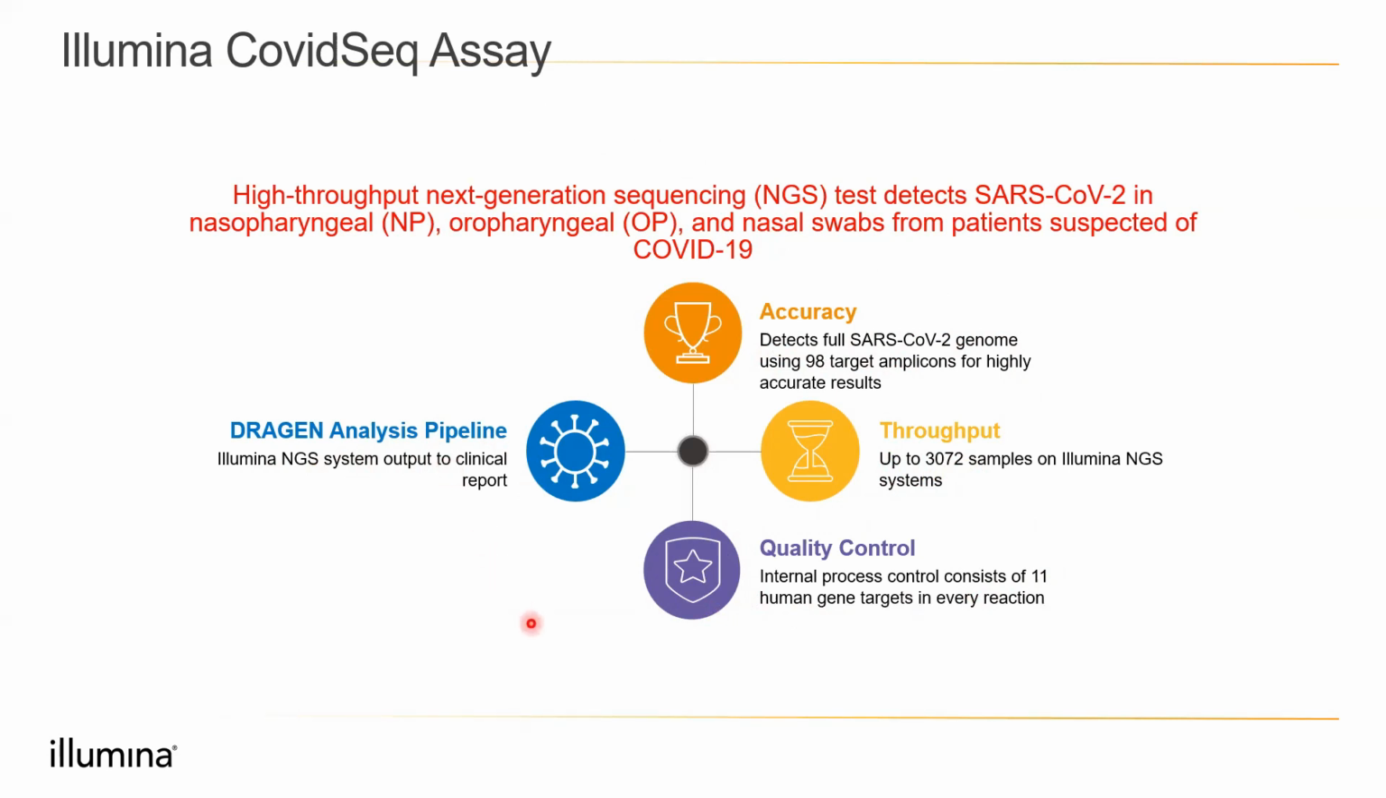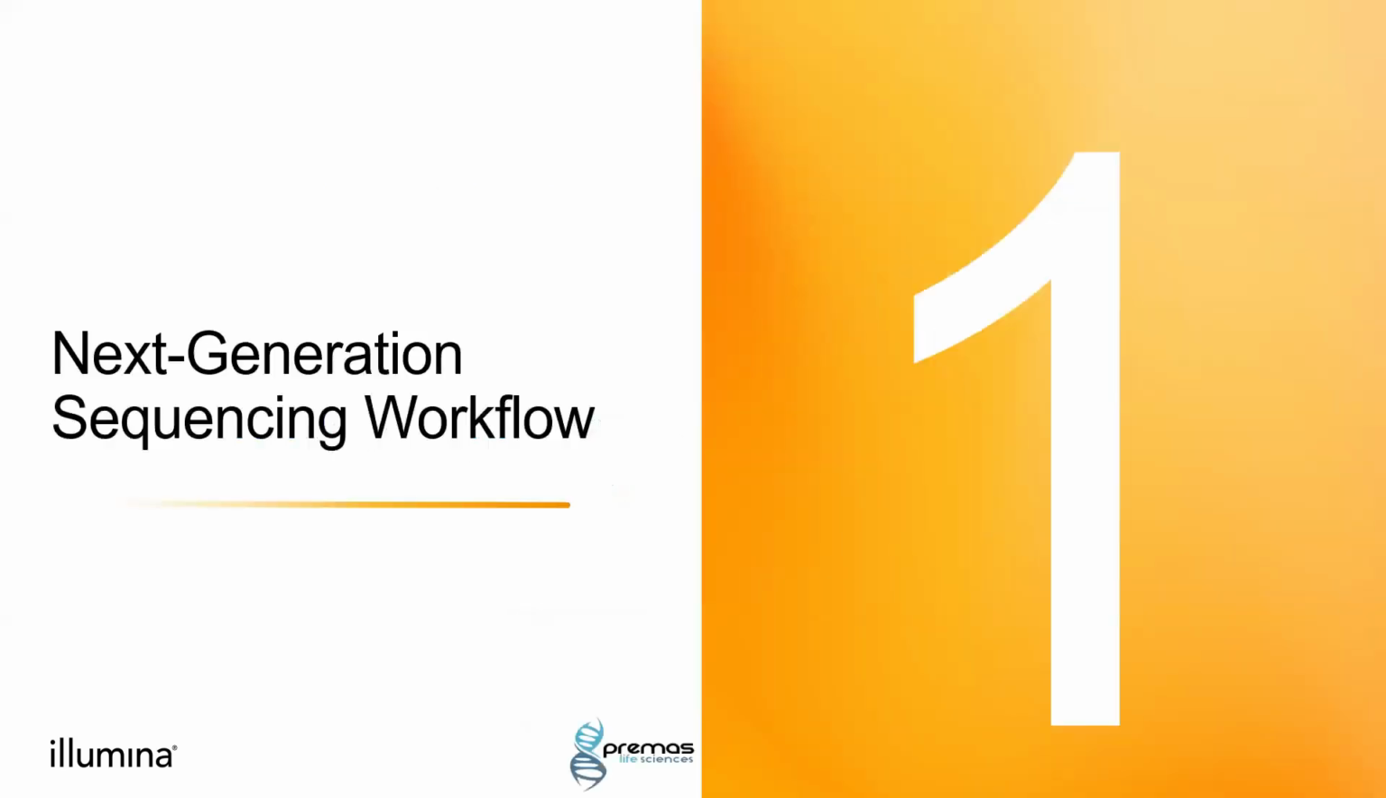So this was the test developed by Illumina. It was first done in IGIB in Delhi itself. It offers you high accuracy and high throughput. Let's move on to understand the NGS workflow.